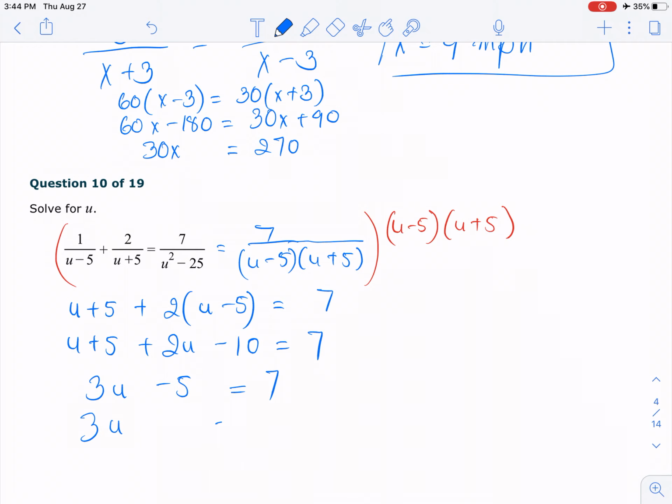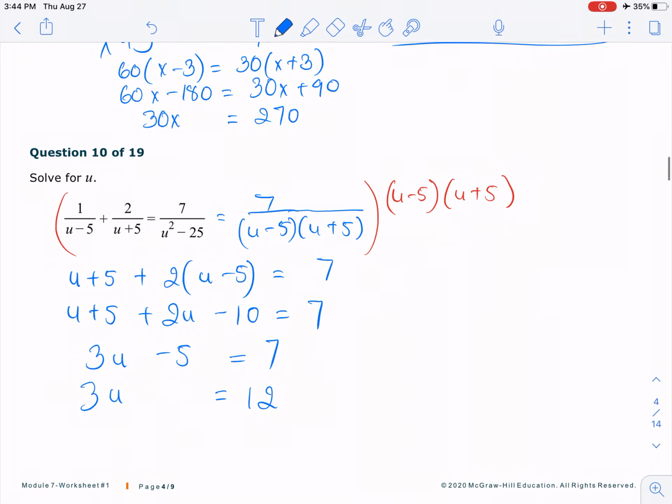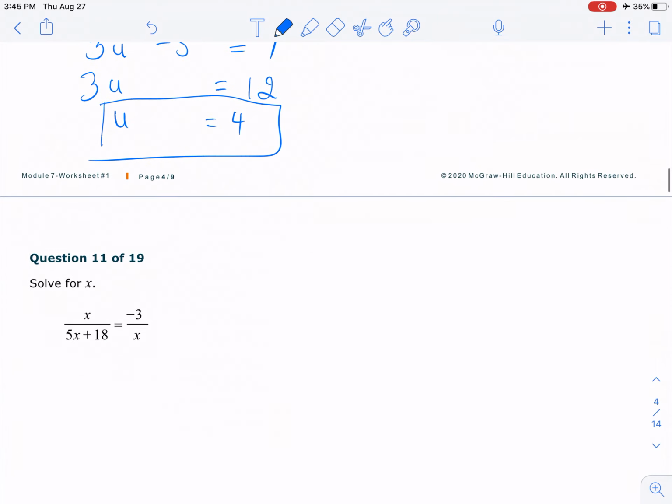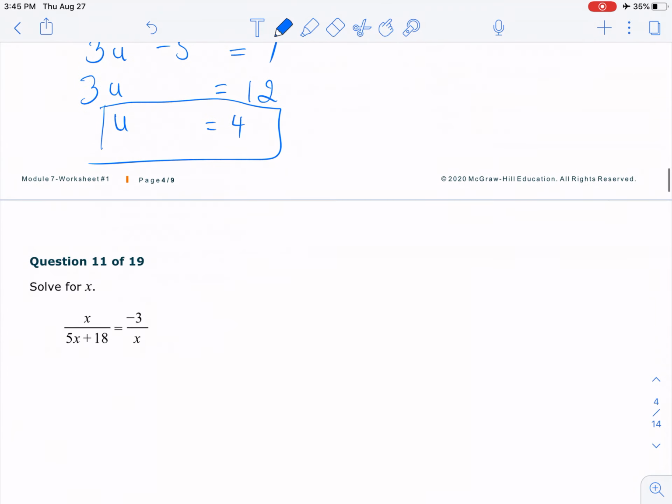So what I have is u equals 4. Once again, make sure you check u cannot be 5 and u cannot be negative 5. But we got it. U is 4. So no worry. Okay, moving on to number 11.